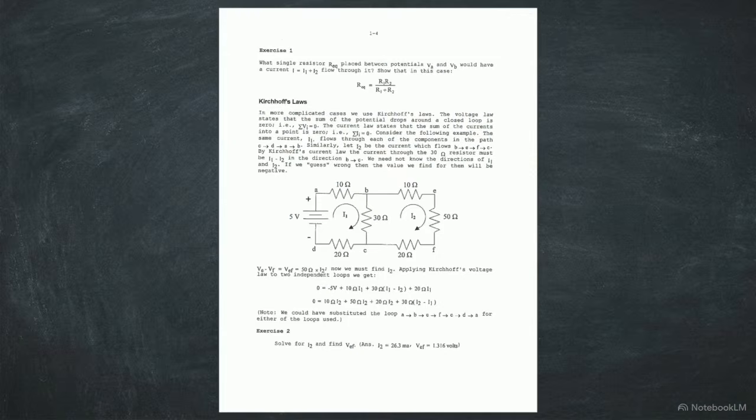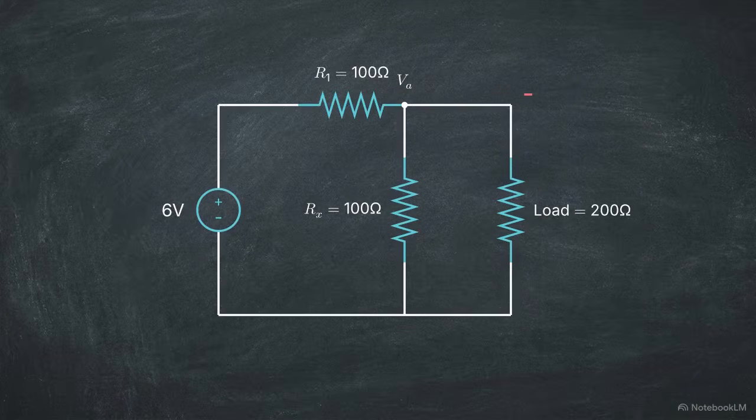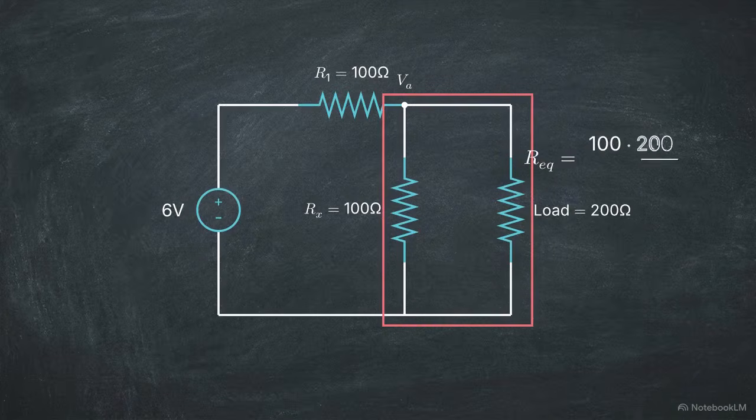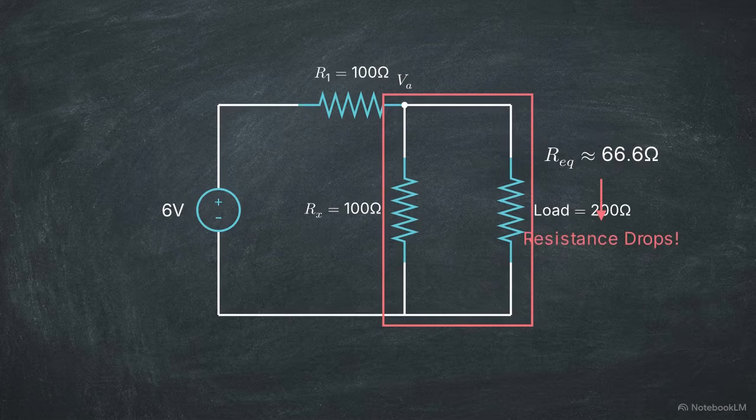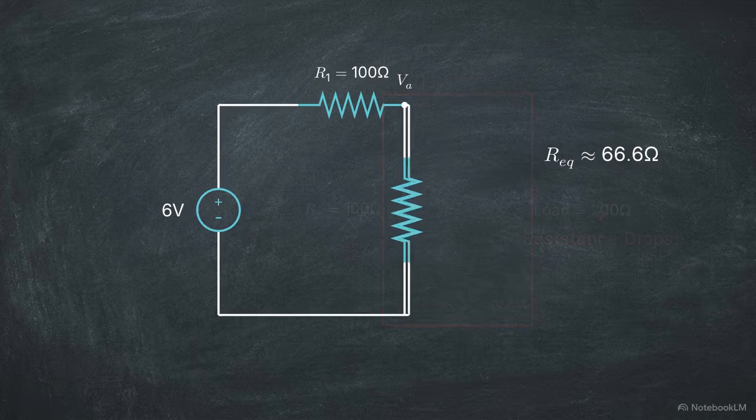It allows us to condense two parallel resistors into a single equivalent series resistor by multiplying them, then dividing by their sum. We apply this formula to the bottom half of our broken circuit, combining the 100-ohm Rx and the 200-ohm load. This reveals the counterintuitive reality of parallel circuits. By adding an extra path for the current, the total resistance of that section drops. We are left with a fully simplified circuit topology.